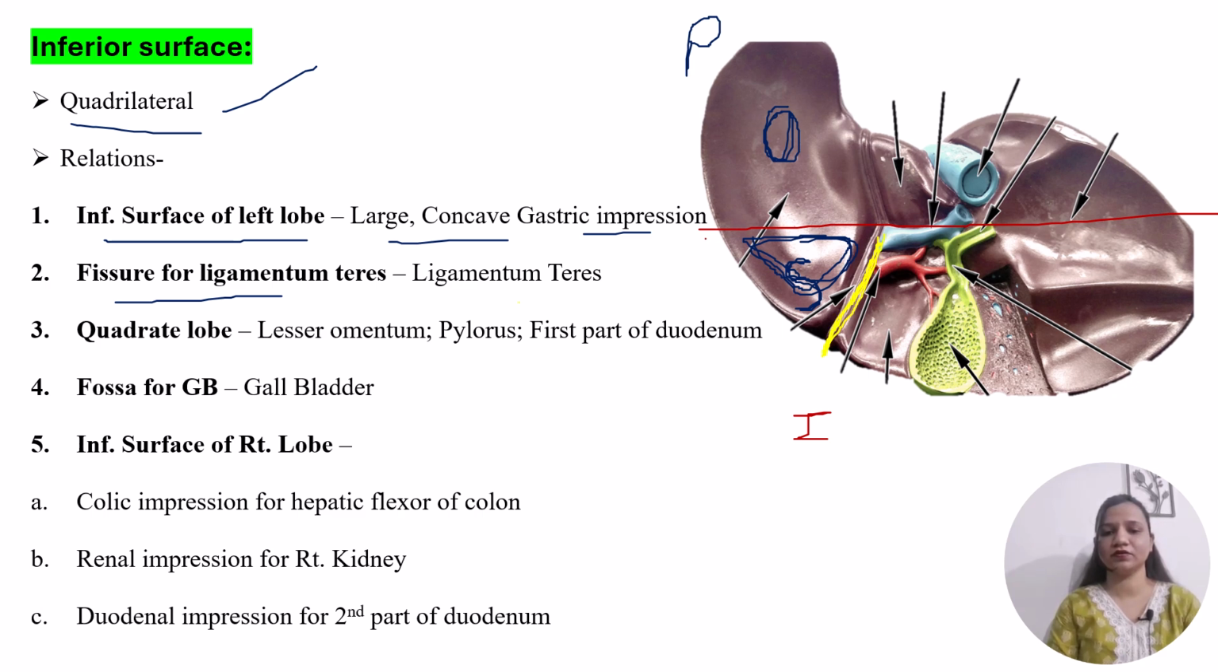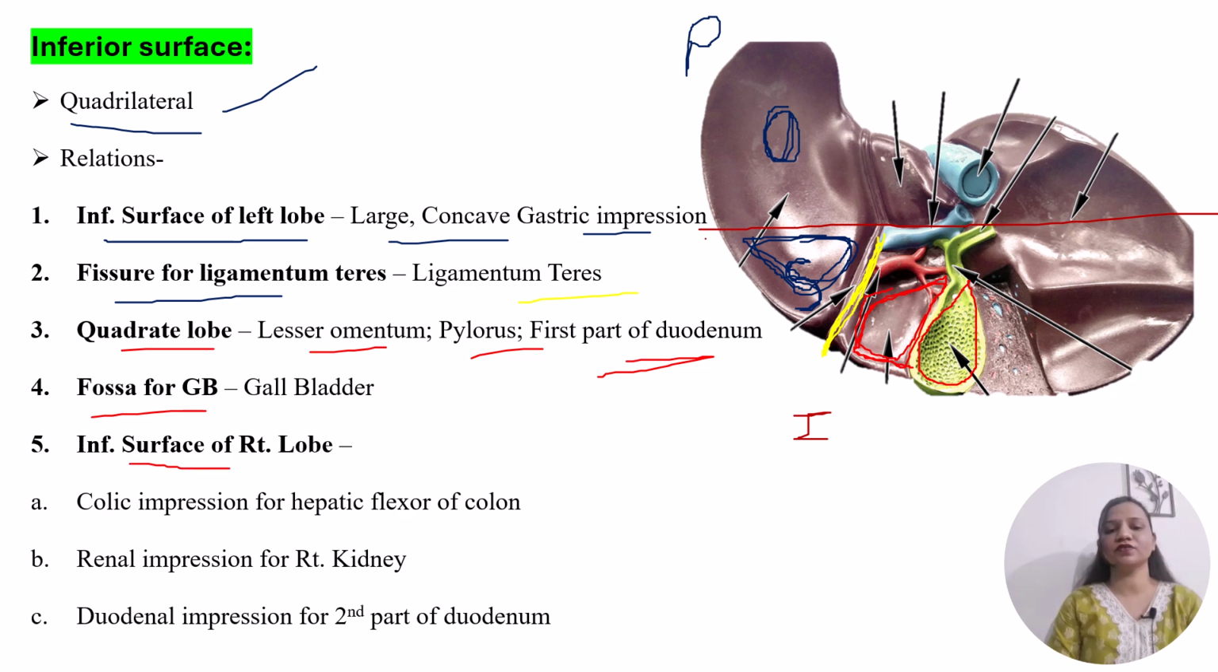Ligamentum teres. Next one is the quadrate lobe, which you can appreciate here. This is the quadrate lobe of the liver, and the quadrate lobe is related with the lesser omentum, the pylorus, and the first part of the duodenum. Okay. Then there is the fossa for gallbladder. So this is the fossa for gallbladder, which is obviously related with the gallbladder.